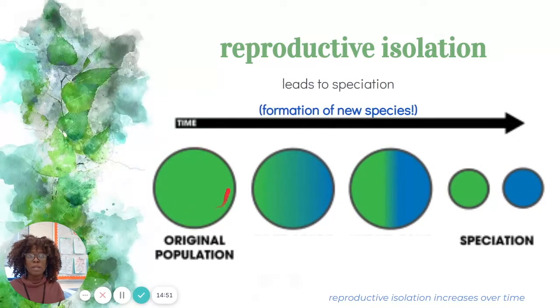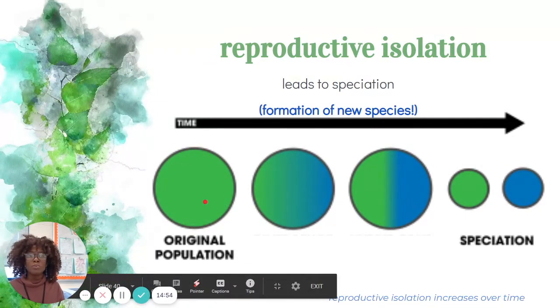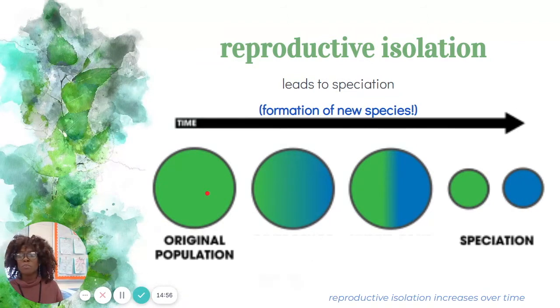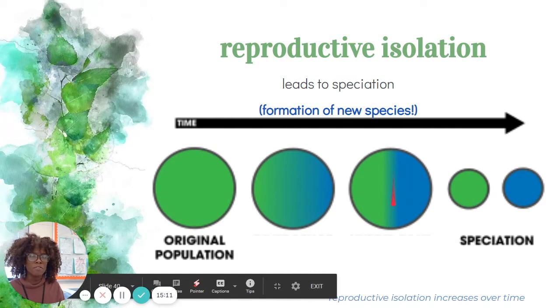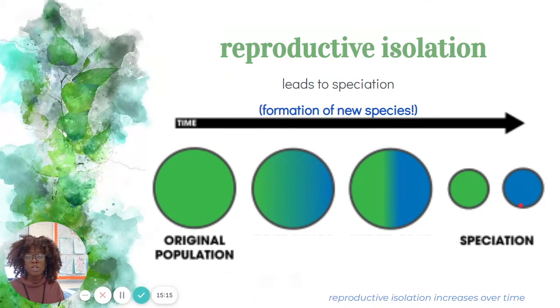So there's an original population, and over time, due to any of the mechanisms of evolution occurring, we start to see some difference, like a blue population pulling off. Then you can see clearly where the difference is. And eventually, they're going to lead into two totally different species once they're completely reproductively isolated. Okay, reproductive isolation is going to lead to speciation. Speciation is just creating a new species.